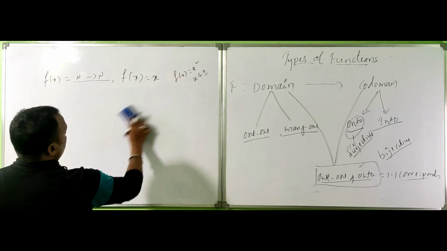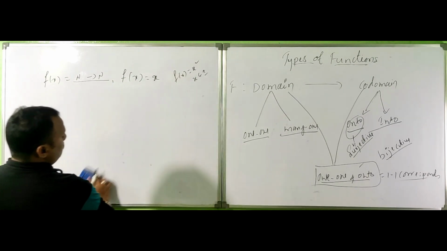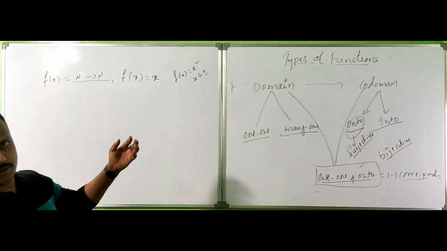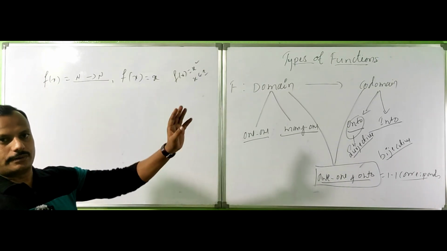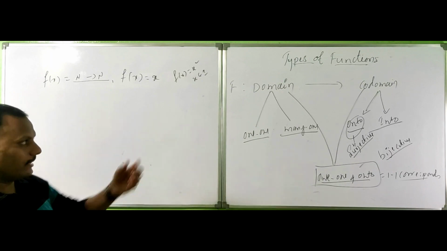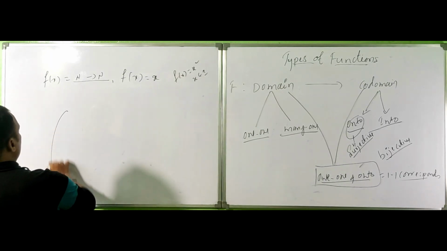Onto function. It depends on whether the first function is 1-1 or many-1, then it becomes onto or into: 1-1 onto, 1-1 into, many-1 onto, many-1 into, like that, right? Onto function.